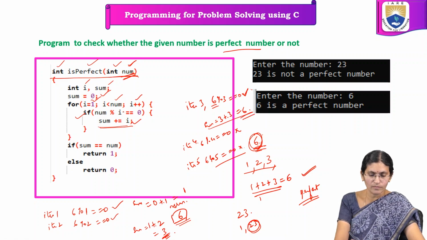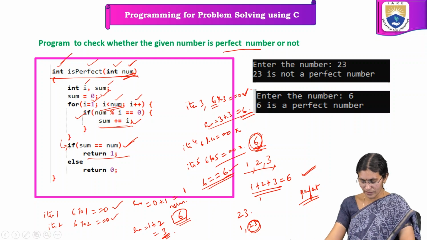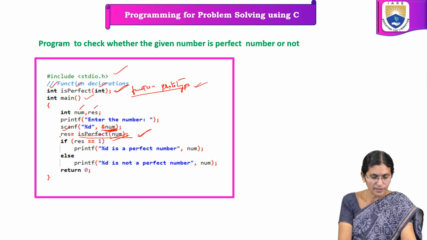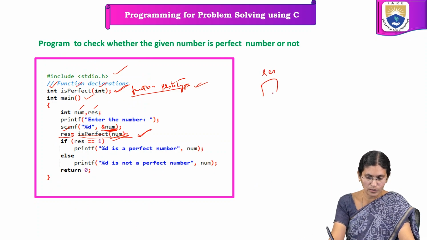So when this condition becomes false, it comes out of this loop and it will check this condition: if sum is equal to num. Here sum value is equal to 6, so this value and the num value which we have entered, those two values are compared. These two are equal, which means the condition is true, so it will return a value 1. Return 1 means it has a return type, so it will return something. That return value is stored in the variable res. So now res has a value 1.